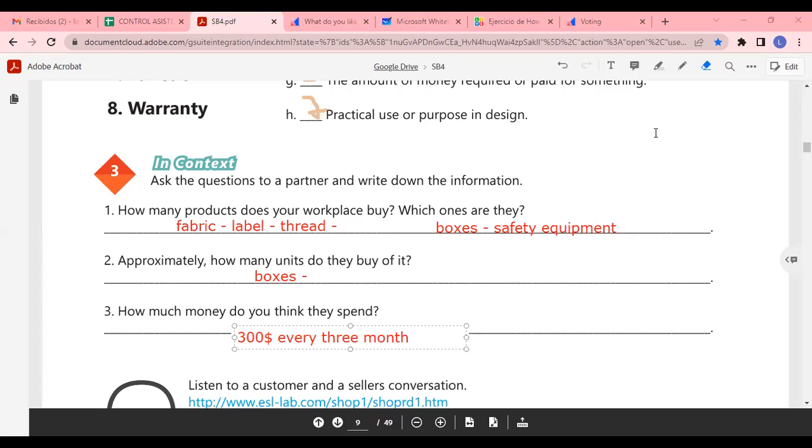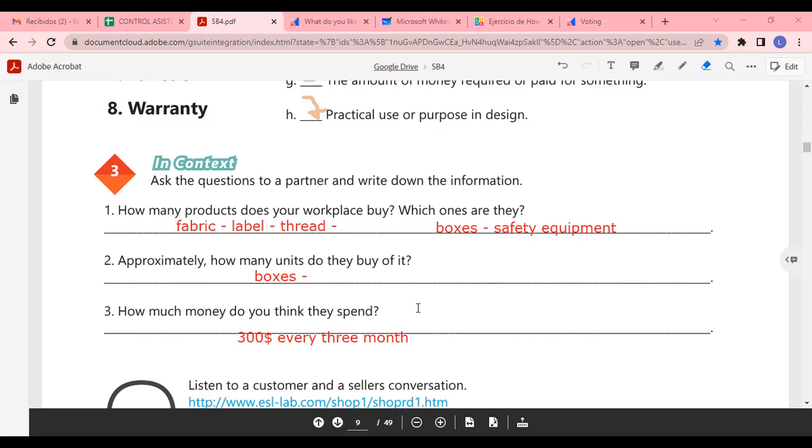Team number three, number four, it will be Michelle and Abigail. What things do you buy in your workplace? In our workplace, in the case of Abigail, safety equipment. In my case, I buy too much post-it. Too much. Oh, really? Yes. How many? Like 1,000? Yes, I think. Really? Why so many? Because I like, right? No, it's a joke.